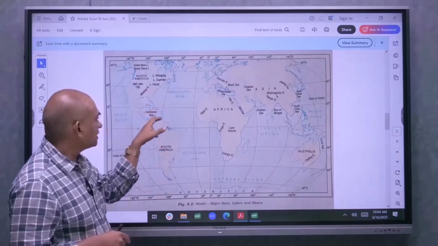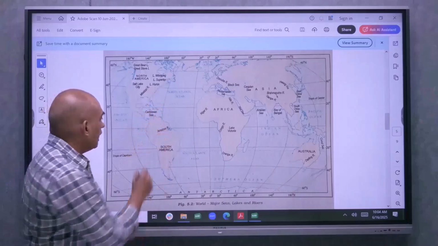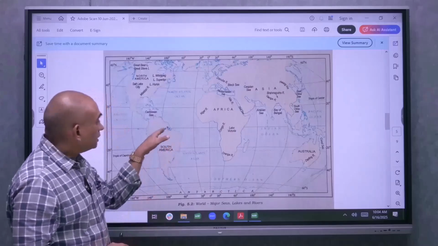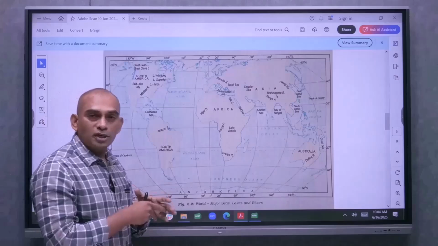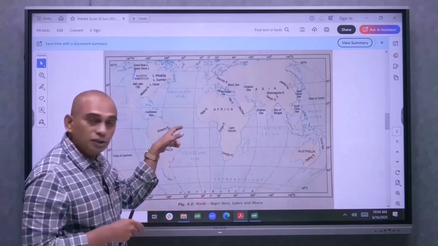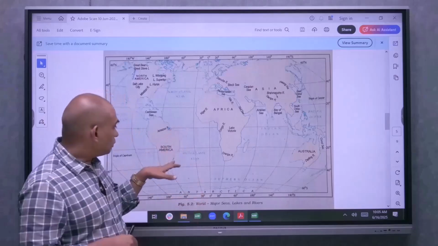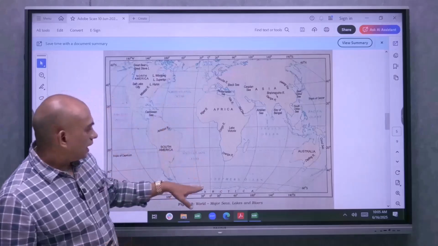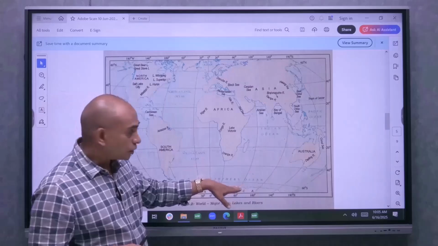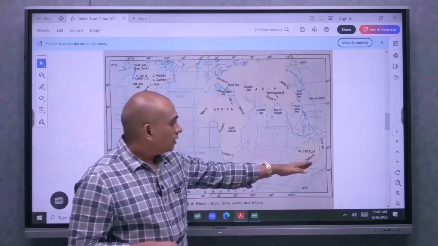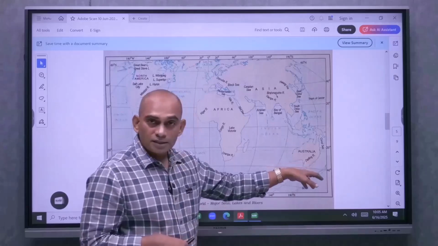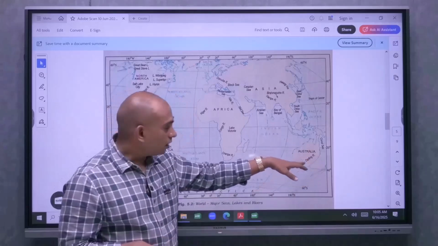Look at this Caribbean Sea. Look at this Amazon River, and the equator is passing through the mouth of the Amazon River and it drains a huge quantity of fresh water into Atlantic Ocean. Now look at here, this is Atlantic Ocean, Pacific Ocean and Southern Ocean here, Antarctic Ocean and Indian Ocean. The Darling River which joins Murray. Murray-Darling is the largest river flowing in Australia.